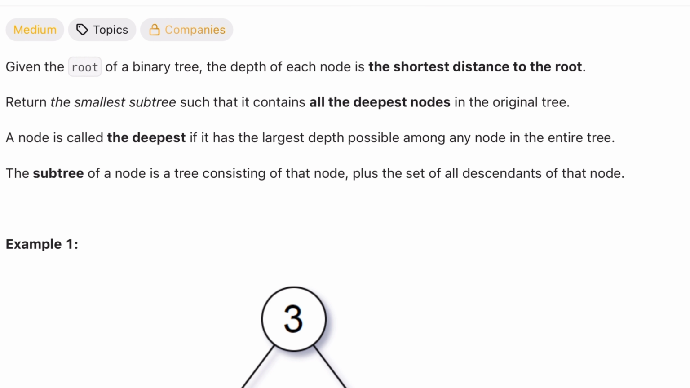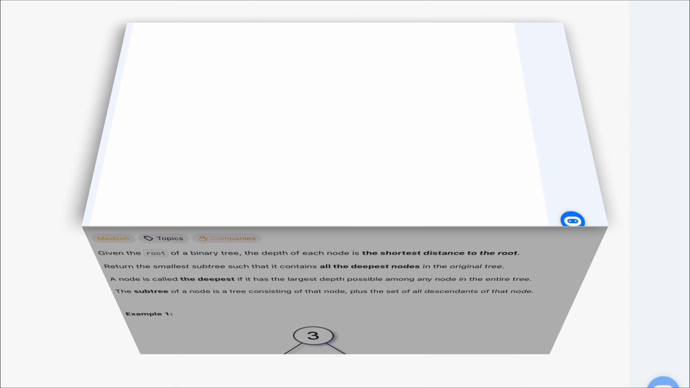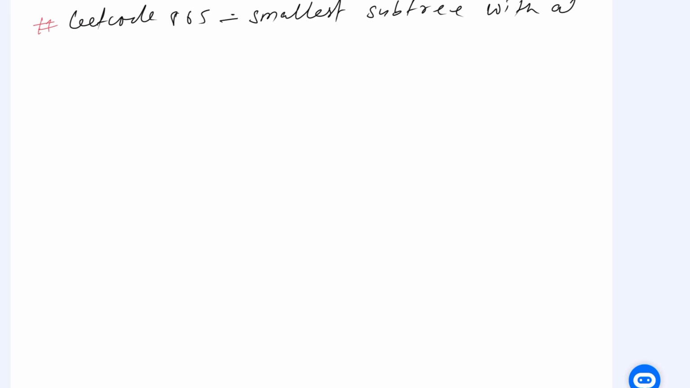Okay, so let's continue and try to understand the problem. The problem is Leetcode 865, guys, and it is saying we have to find the smallest subtree with all the deepest nodes, right? So we'll try to understand.